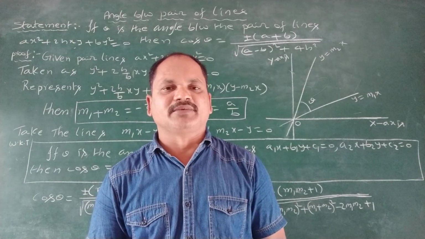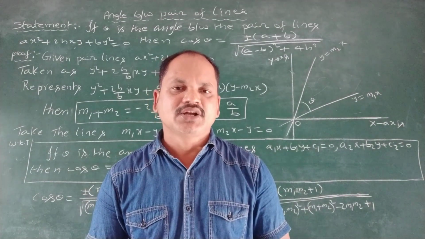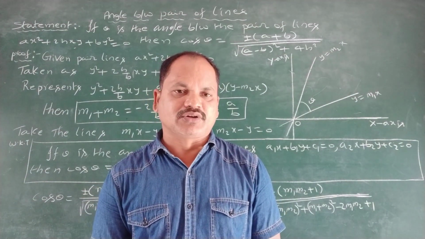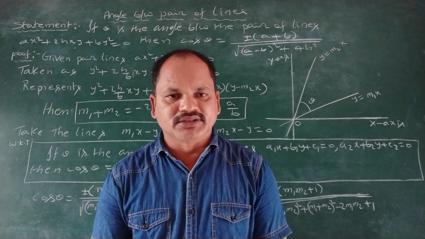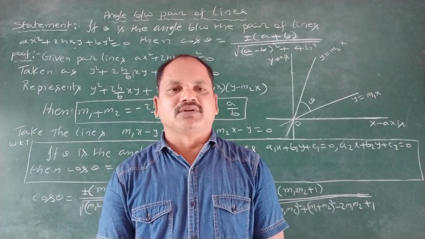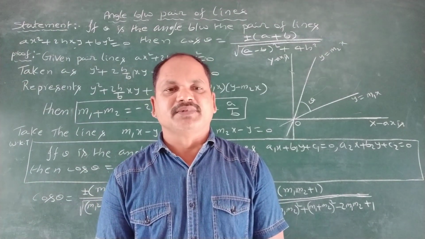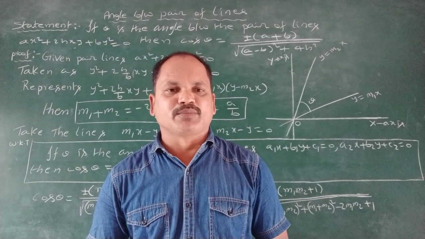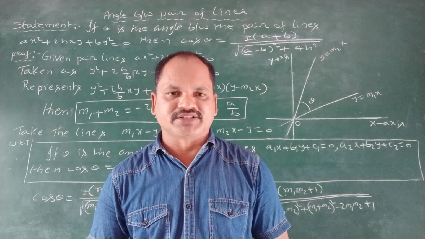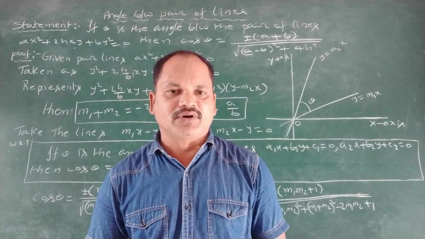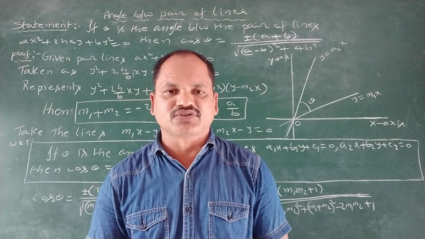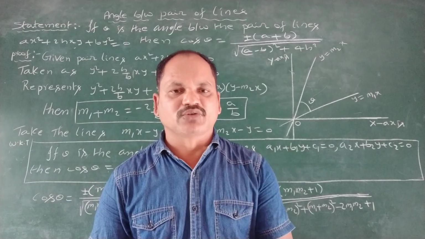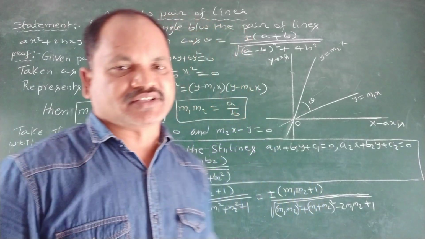If theta is the angle between the pair of lines ax square plus 2hxy plus by square is equal to 0, then cos theta is equal to plus or minus (a plus b) by root of (a minus b) whole square plus 4h square. This is a very important theorem for 7 marks in the IP board exam, and more JEE Mains and Advanced questions also depend upon this concept. Now we have to prove this theorem.